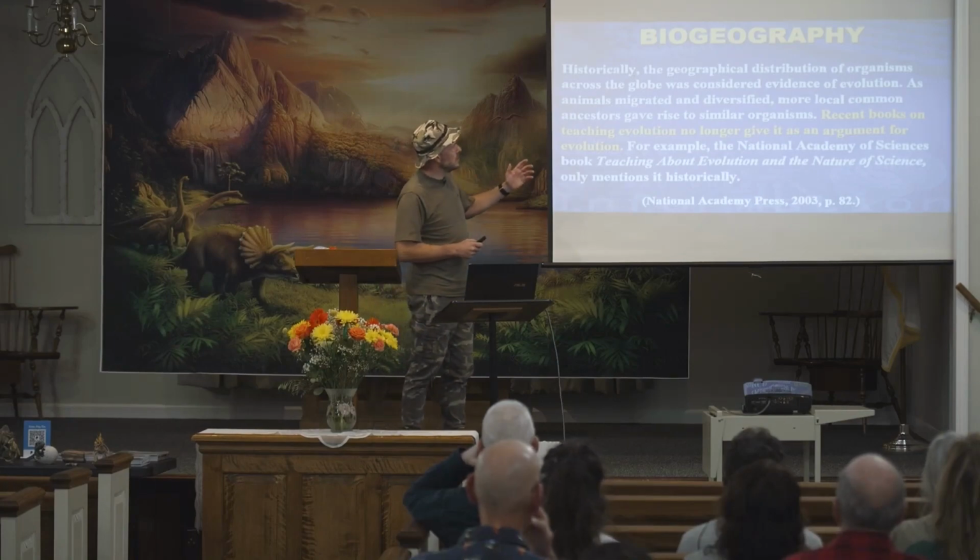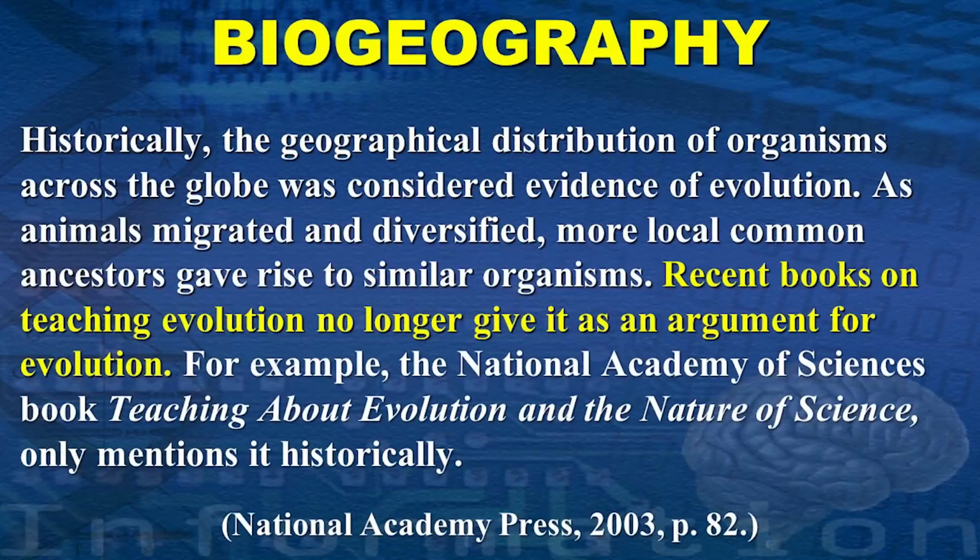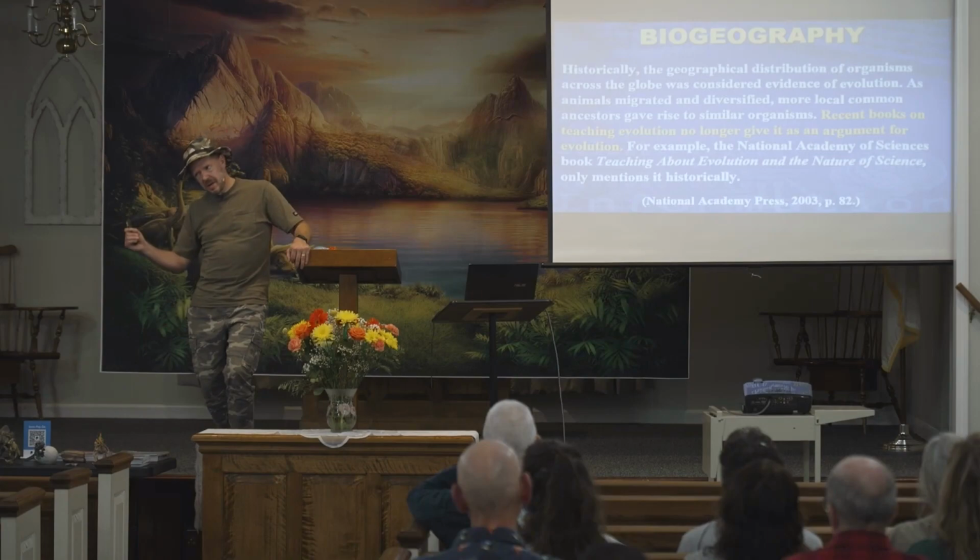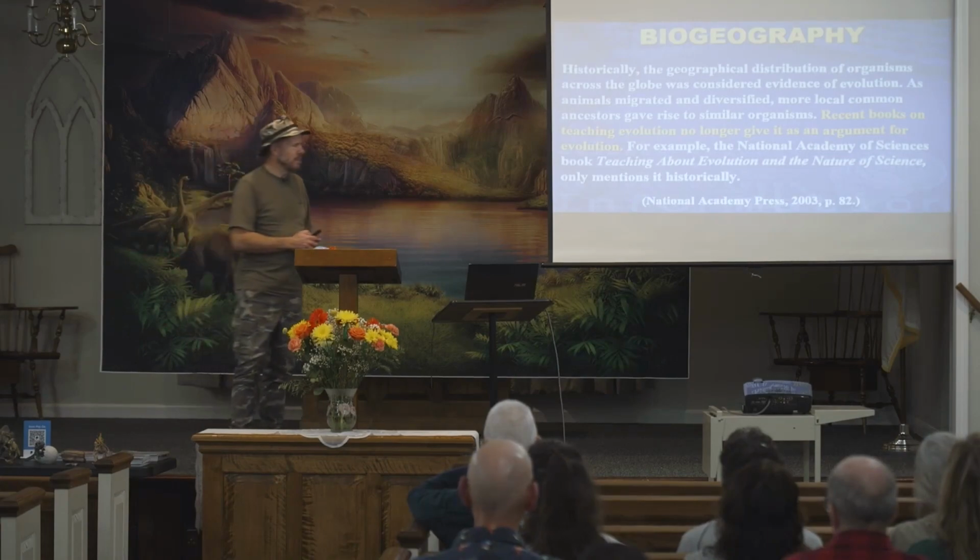This is 2003, the National Academy Press. They say, historically, the geographical distribution of organisms across the globe was considered evidence of evolution. As animals migrated and diversified, more local common ancestors gave rise to similar organisms. Recent books on teaching evolution no longer give it as an argument for evolution. For example, the National Academy of Sciences book, Teaching About Evolution and the Nature of Science, only mentions it historically. So they'll bring it up from time to time, but by and large, biogeography's been discarded. There have been a lot of problems with it.